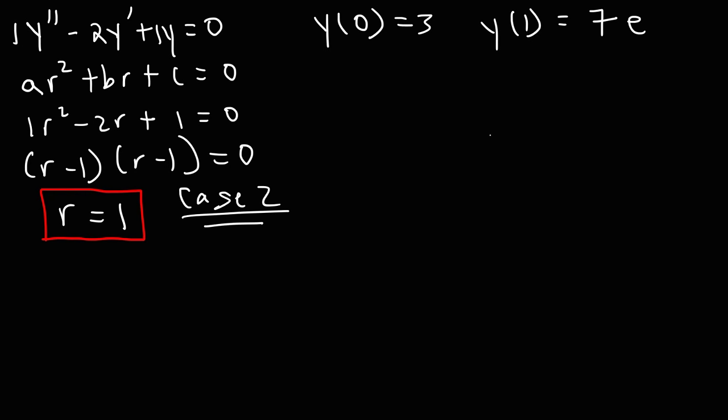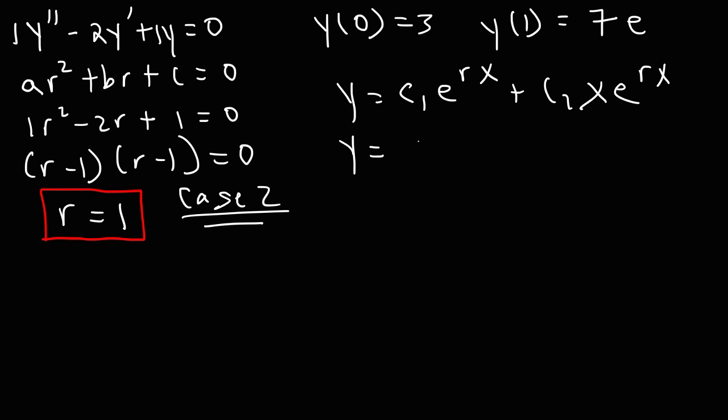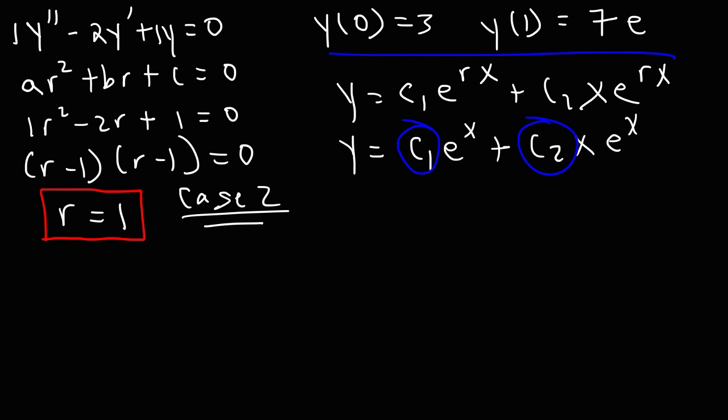So let's write the general solution to the case number 2. So the formula is y is equal to c1 e to the rx plus c2 x times e raised to the rx. Let's replace r with 1. So we have c1 e to the x plus c2 x e to the x. Now, our goal is to solve for c1 and c2 using those 2 points. So let's start with the first one.